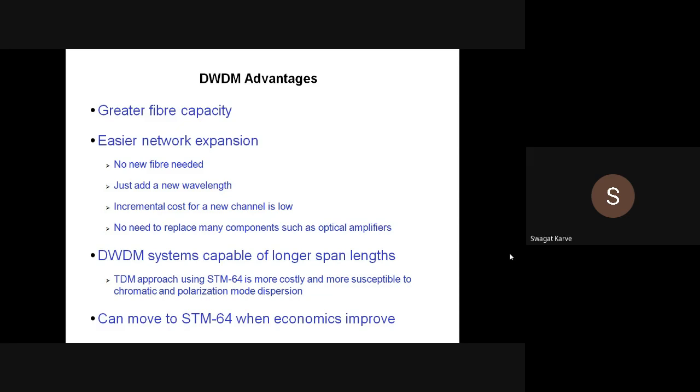Okay, the installation cost of this DWDM is high, but once you have installed it, then you can transmit 32 channels. Each channel is of speed 80 gigabits per second, and this is for one fiber. Then you can again use many fibers. Now you can imagine the speed. So these are certain advantages of DWDM.